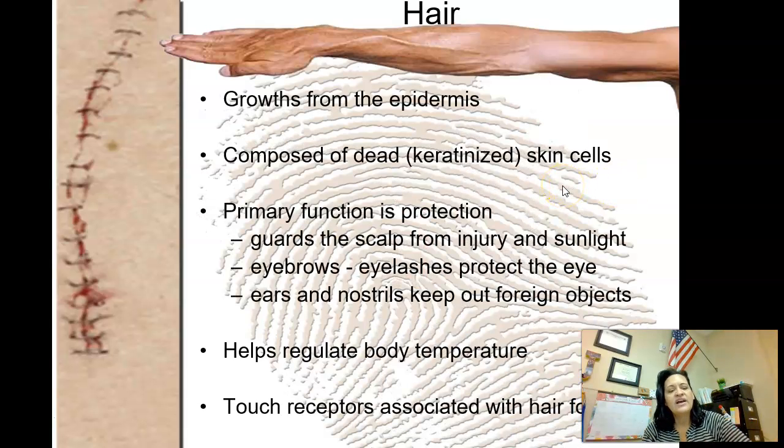Moving on to your hair, it grows from the epidermis. It's composed of dead or keratinized skin cells. The primary function is protection, so it guards your scalp from injury and sunlight. You've got your eyebrows and eyelashes that protect the eyes. And then in your ears and nostrils, you actually have hair too, and as you get older, you'll see more of it. They keep foreign objects out. Your nostril hairs help to filter out things that you don't want down into your lungs, and the hair in your ears does the same. The hair also helps regulate body temperature. And you have touch receptors associated with hair follicles.